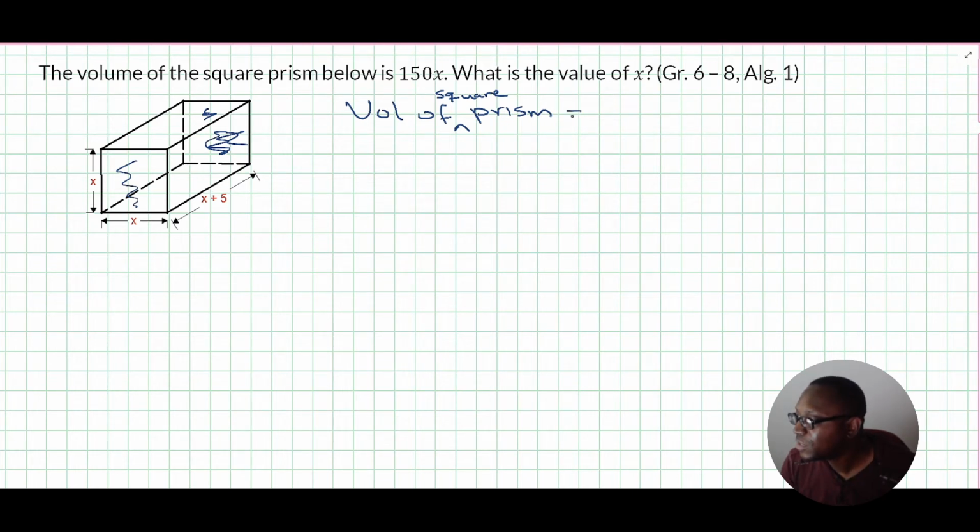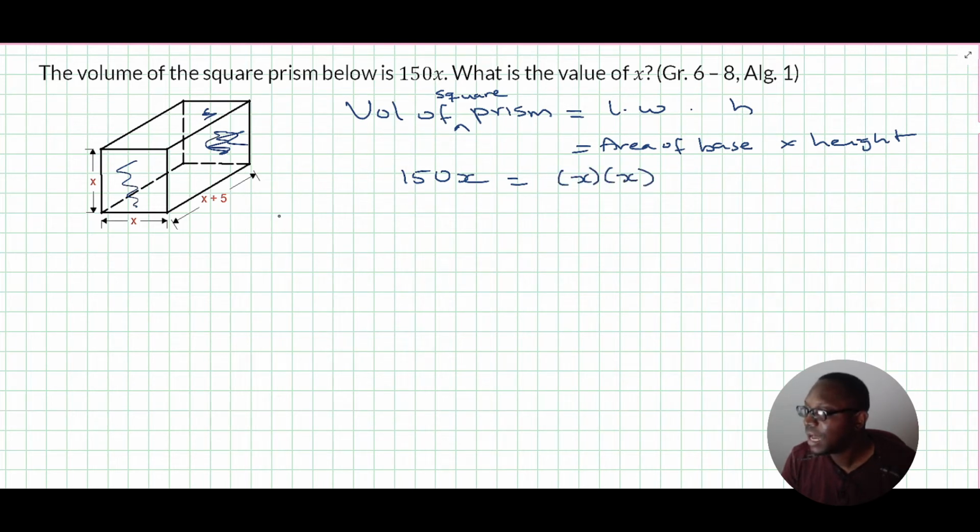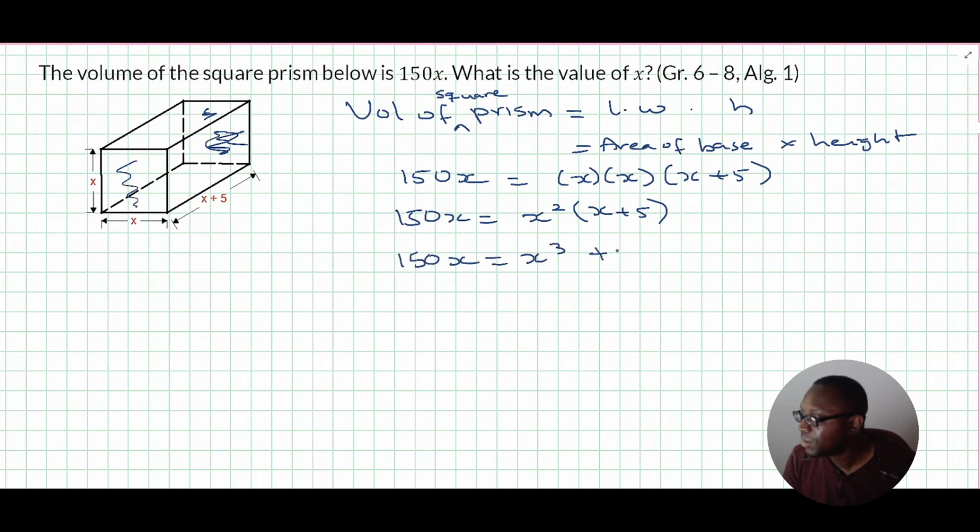So we have the volume of a square prism is length multiplied by width multiplied by height, which is the same as the area of the base, a square, multiplied by the height. So now let's figure this out. 150x is the volume. What is the area of the base? x multiplied by x, and then the height is x plus 5. So now we have 150x equal to x squared multiplied by x plus 5. So 150x equal to x cubed plus 5x.